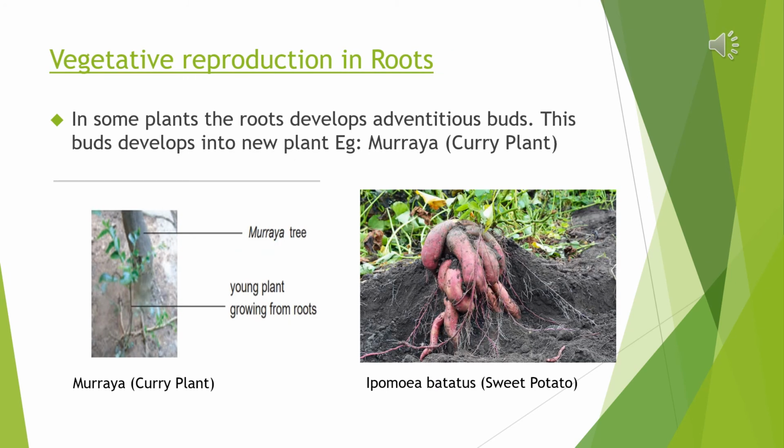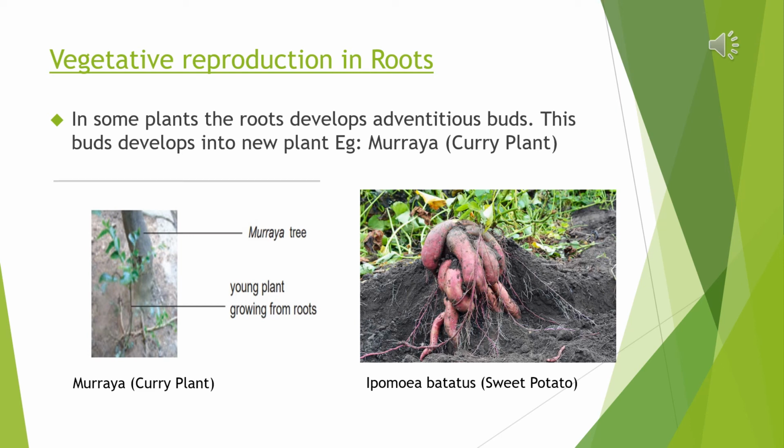Vegetative reproduction in root. In some plants, the roots develop adventitious buds. These adventitious buds develop into a new plant. Example, Murraya. The common name of Murraya is curry plant, commonly called curry vepalai. Adventitious buds are buds that occur other than in the normal position. Normally, buds occur in the axil of the leaf or the tip of the stem or apex, but these buds develop from the root or leaf, so they are called adventitious buds.